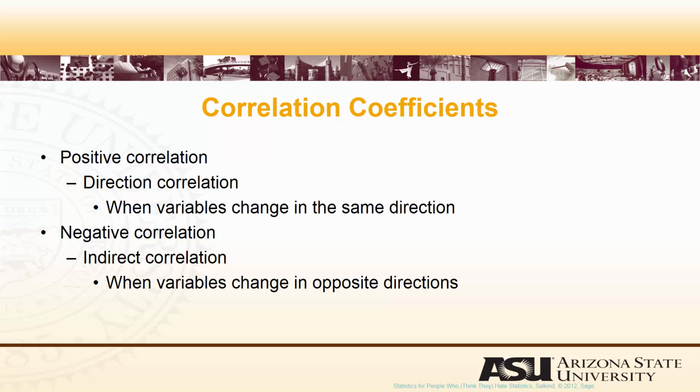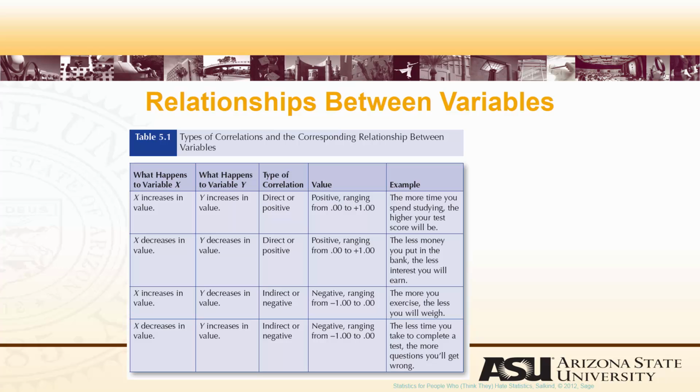That positive correlation we can also call a direct correlation, not a direction, so that's a typo, when variables are changing in the same direction. So an increase in one is associated with an increase in the other. Negative correlation is what's called an indirect correlation, when they change in opposite direction. So if x increases, y will decrease.